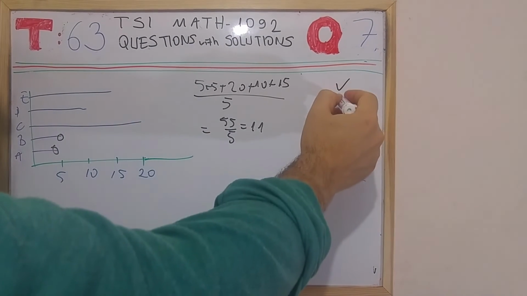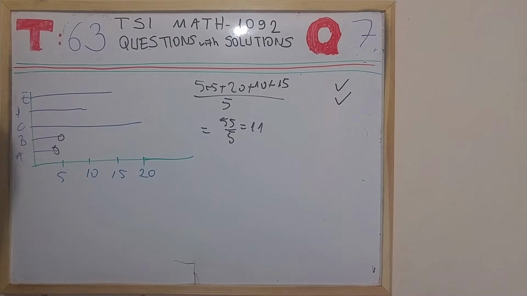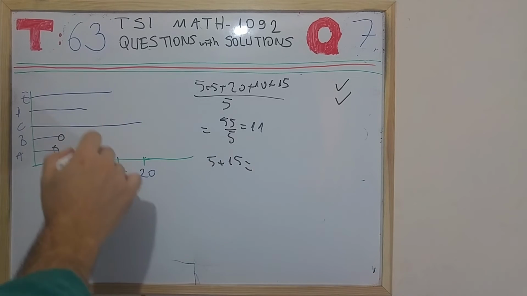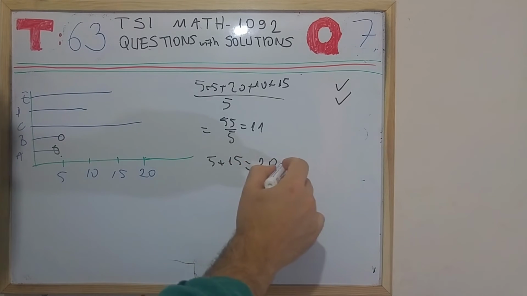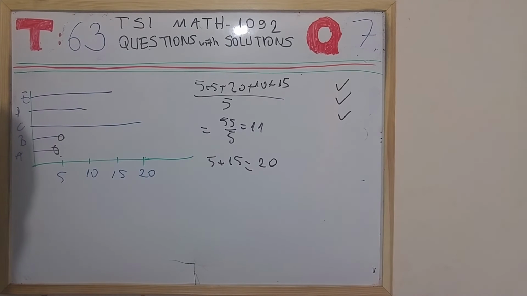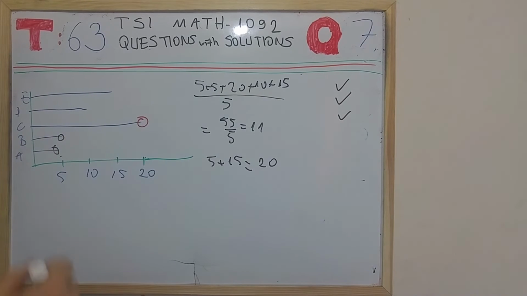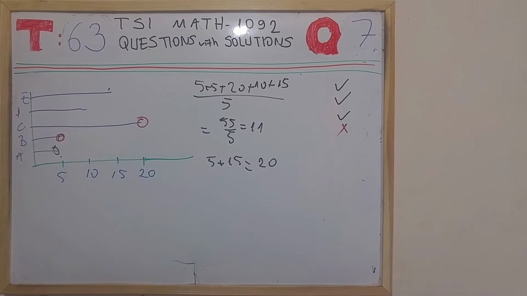So A is correct, B is correct. Sum of models A and E cars sold is equal to the model C cars sold. A and E, that is 5 plus 15, is equal to C cars, which is equal to 20. That is also correct. Models B and C are the most popular ones. They say model C is the most popular one, but B is not the most popular one. Maybe the answer could have been E. So this is the wrong answer. So we sign this one.